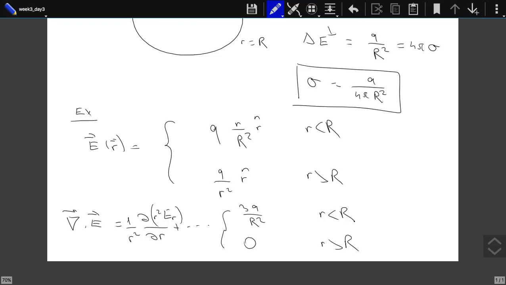So this is the divergence of the electric field. Why R cubed below? Capital R is a constant, so if you just put small r equal to capital R, I would like to have a continuous electric field. So that's why it should be R cubed.